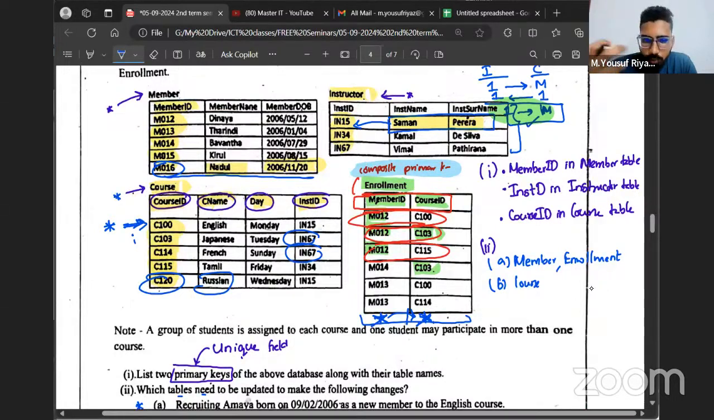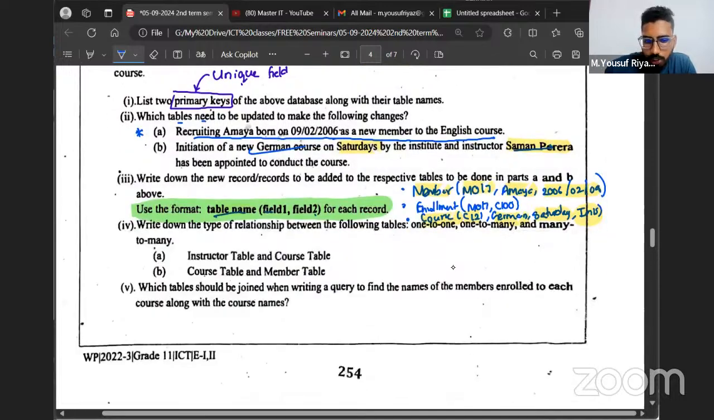Apart from someone, can anyone else teach the English course? No. So one course is being taught only by one instructor. That's why I put one course is taught by only one instructor. So one and one is one. If M is there, you write M down. So it's a one-to-M relationship. Got it? One-to-many relationship.